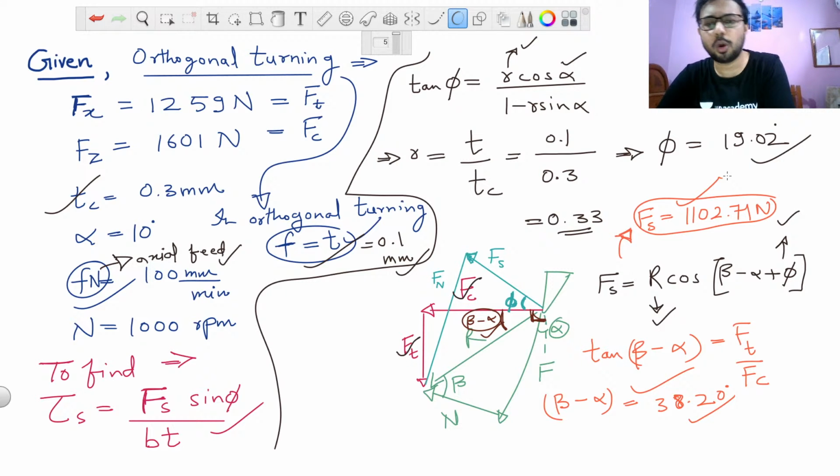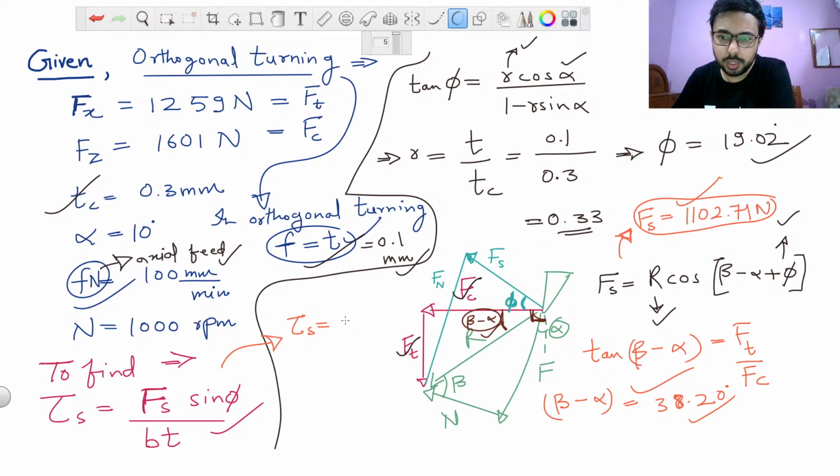And you also have to see for yourself what is the better way to solve a question, so that you can solve it correctly without error, and also in a fast or quick time. So we will now find our final answer, which is the tau s.